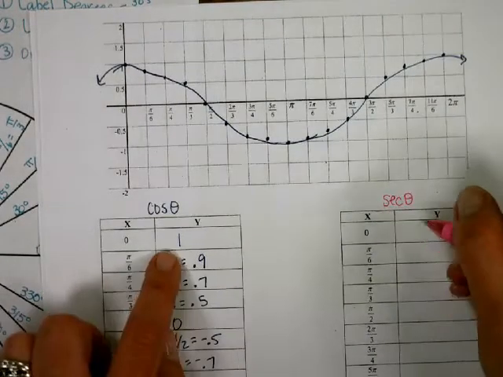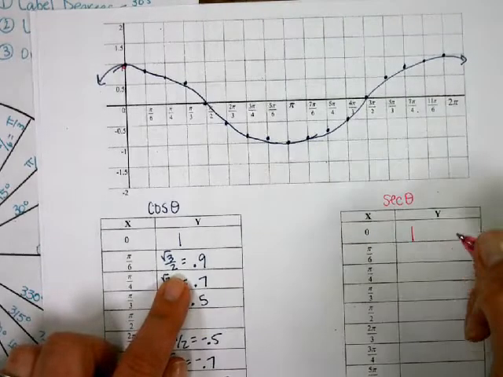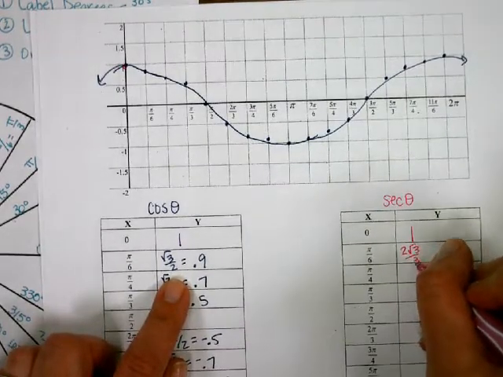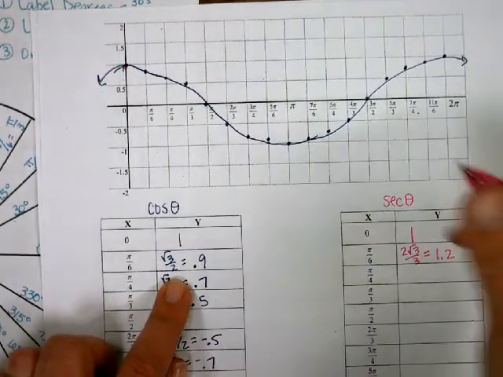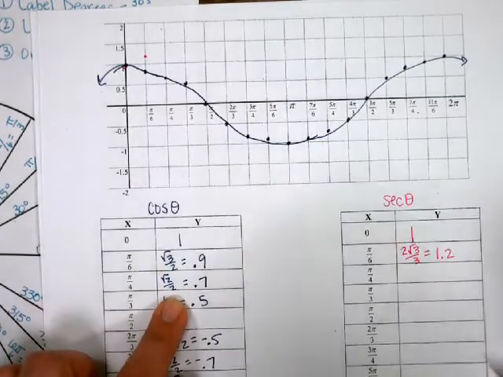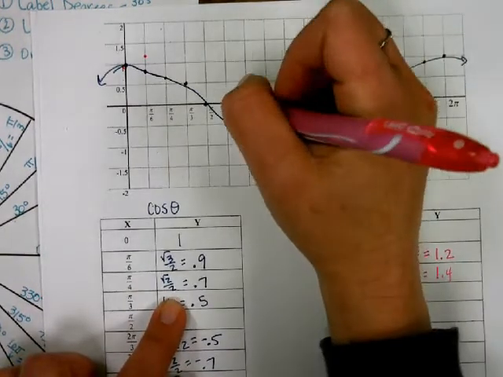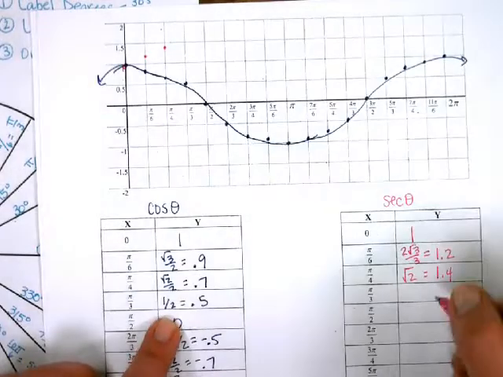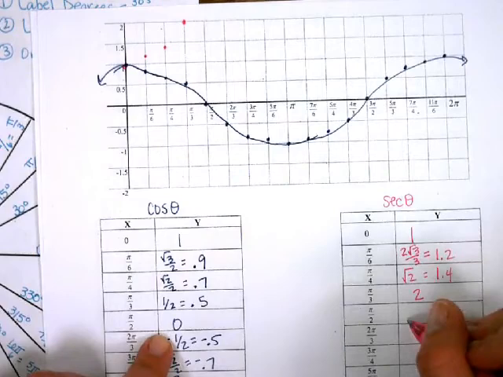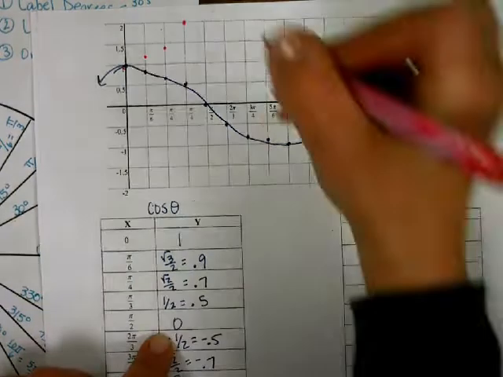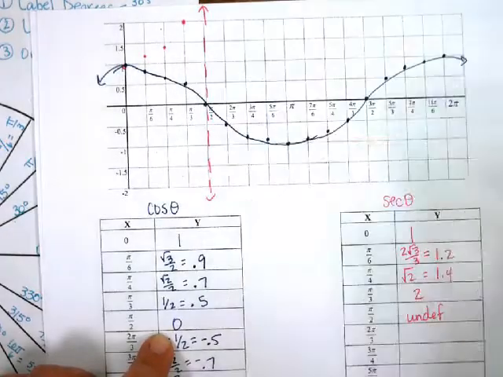Reciprocal of 1 is 1. Reciprocal of that would be 2 root 3 over 3, which we decided before when we did cosecant was 1.2. And then pi over 4 is root 2, which is 1.4. Flip that guy over, which is 2. Pi over 2, undefined. Remember what we said before, when it crosses the x-axis, our reciprocal has an asymptote. So this guy's kind of doing like this.